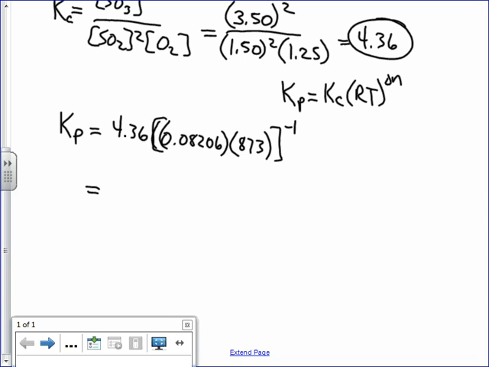I'm doing it on time. 0.08206 times 873, and take that to the negative first power. So basically the inverse of that, times that by 4.36. And that's giving me a Kp of, that seems small, 61, or 609, I guess, if I was going for sig figs here. But again, that seems small.